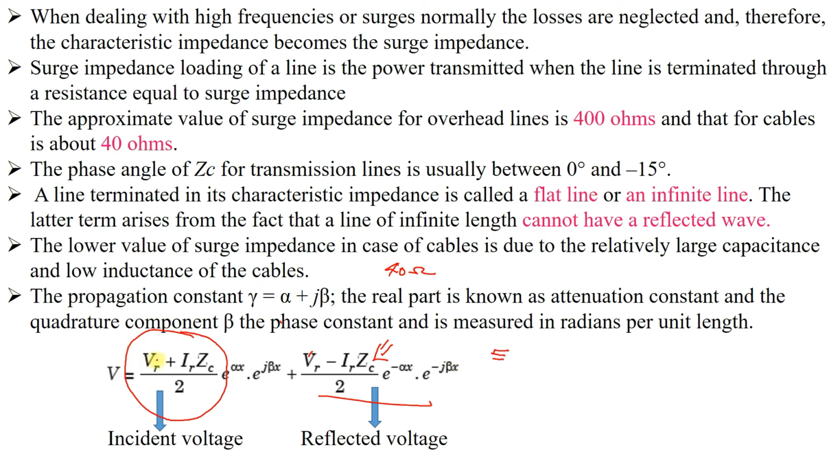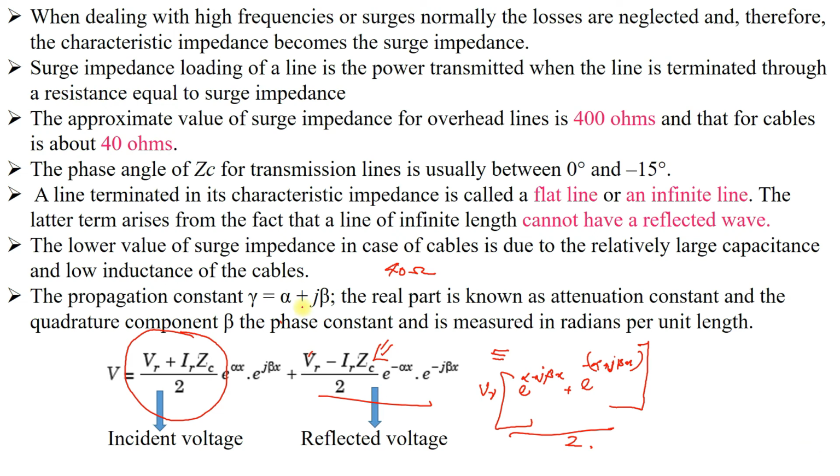So the coefficient of VR here, you can take VR outside, and the expression will be, here you have e power alpha plus j beta x, and here you have VR into e power minus j beta x. So e power minus, because we are considering only the coefficient of VR, e power alpha minus plus j beta x by 2. Here you have VR by 2, and here also you have VR by 2. So it is something like this.